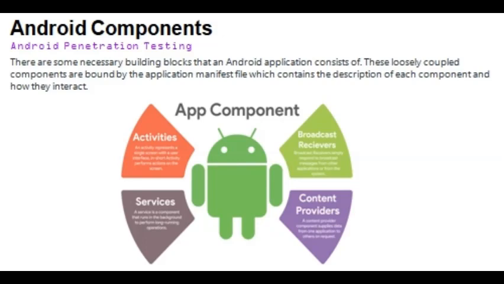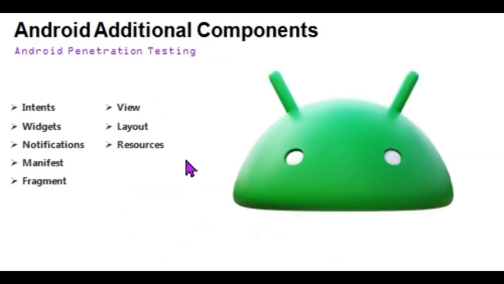Now let's talk about the additional components. There are a few additional components called intents, widgets, notifications, manifest, fragment, view, layout, and resources.